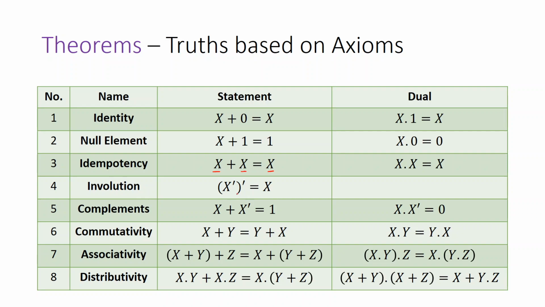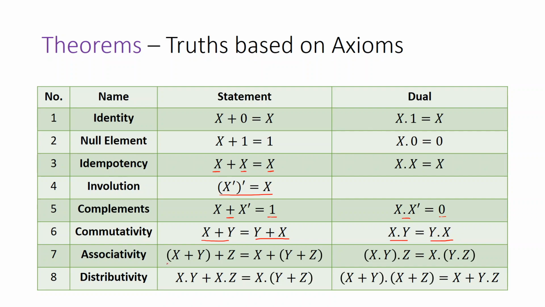Involution: if you take the complement of the complement, you get back the same variable, that is involution. Complements: the theorem of complements says that if you do an OR operation with the complement, you get 1. If you do an AND operation with the complement, you get 0. Commutativity says that the OR operation as well as the AND operation are both commutative. That means the order of doing the operation is irrelevant, the answer would be the same.